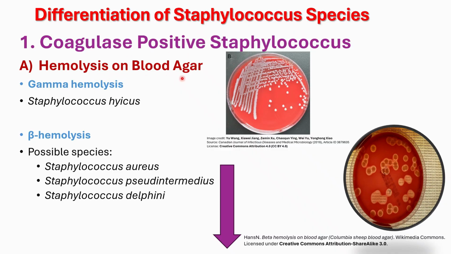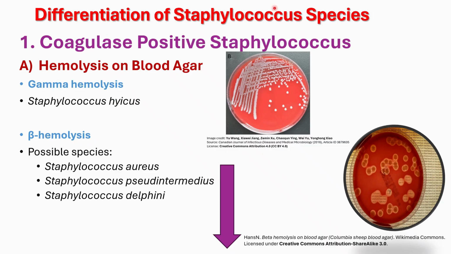Coagulase positive Staphylococcus species can be differentiated first by their ability to produce hemolysis on blood agar. Hemolysis is the breakdown of red blood cells, an important characteristic used in bacterial identification. There are two main types of hemolysis observed with coagulase positive Staphylococcus, that is gamma hemolysis and beta hemolysis.